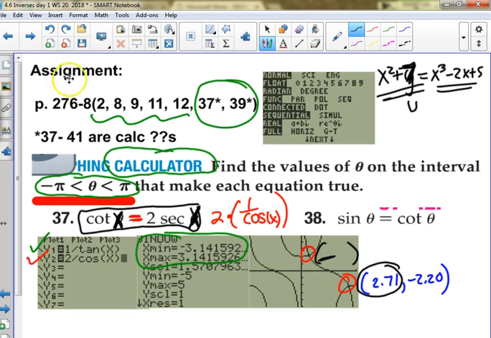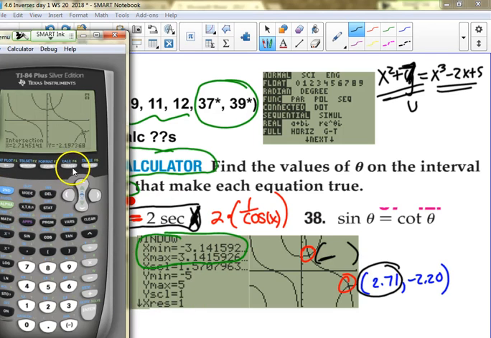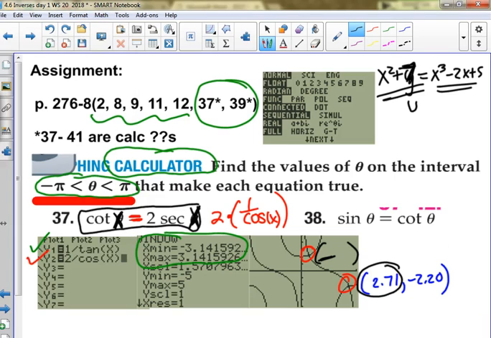Okay. Second, trace, intersect. I got 427. Is that what you're getting? 0.427. I don't know where I got 0.7 something.